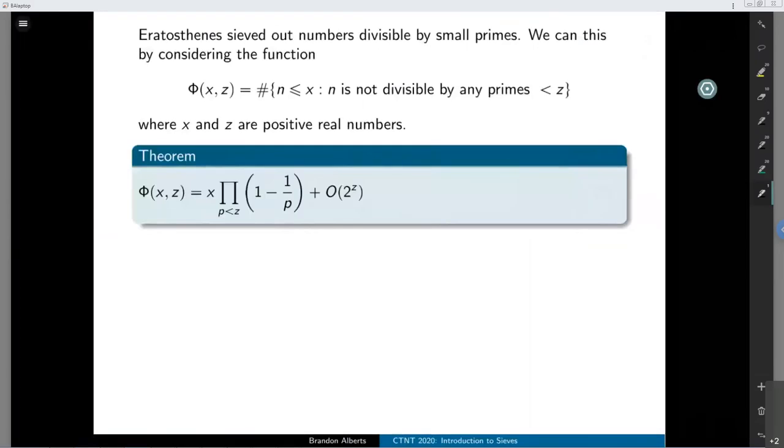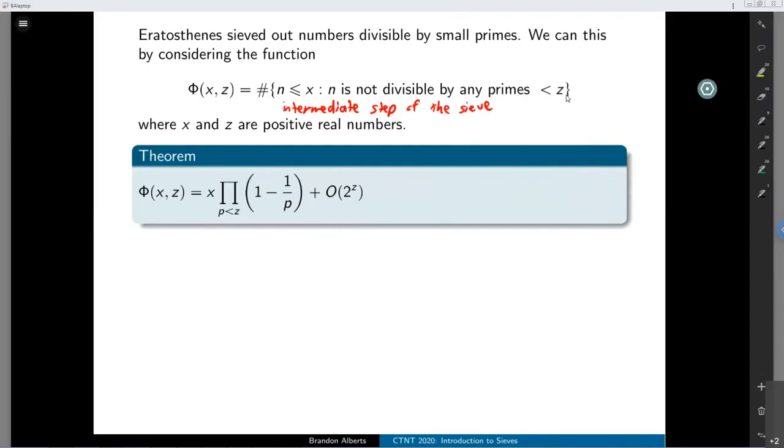So here's how we're going to start this. We're going to ask questions about this function, phi of x comma z, where this is the number of integers less than or equal to x such that those integers are not divisible by any primes below z. One way to think about this is like an intermediate step of the sieve in the introduction. We've already eliminated all multiples of some collection of small primes. We want to know how many numbers are left over. Maybe we haven't finished the process.